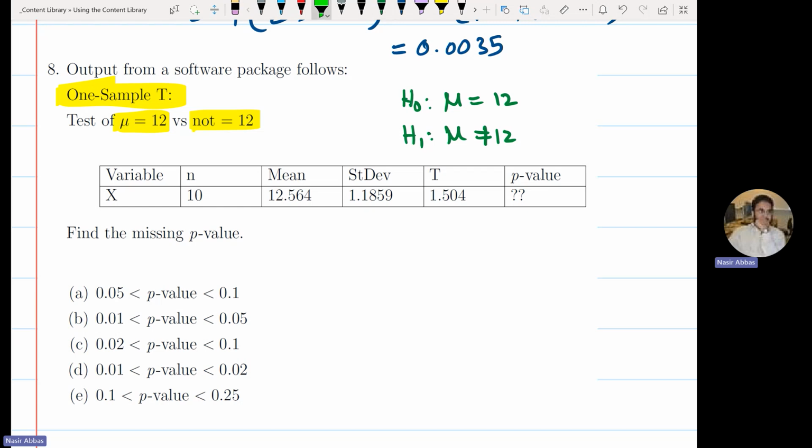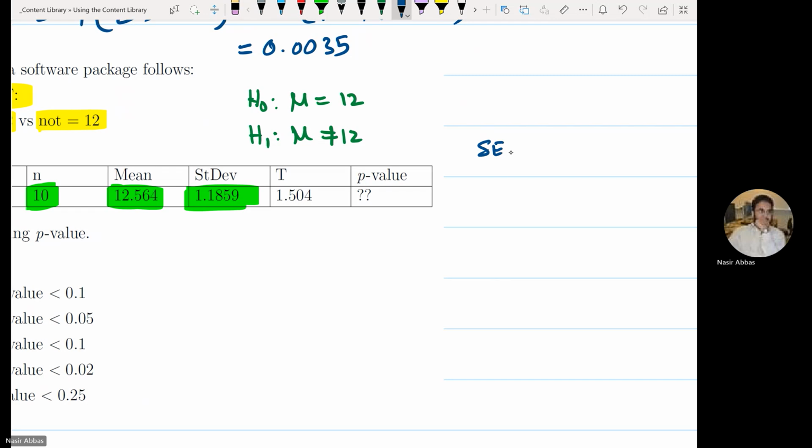The important information is that the sample size is 10. The sample mean is 12.564. The sample standard deviation is 1.1859. A tricky point is sometimes in exam, instead of standard deviation, they give you the standard error of mean. What is the standard error of mean? Yes, it is sigma over square root of n. Sometimes they give you standard error of mean.